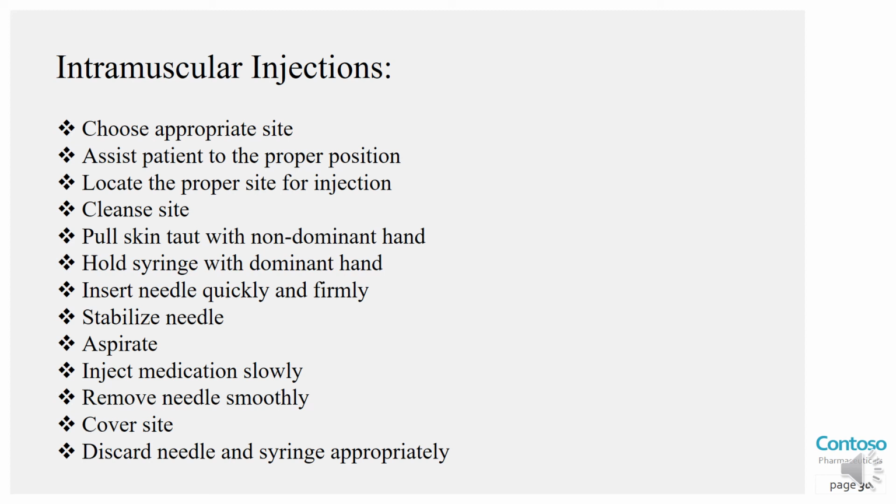Next, with your non-dominant hand, you will pull the skin taut. Grasp the syringe with your dominant hand as if holding a dart and position the needle at a 90-degree angle to the skin. Warn the patient that they will feel a stick as you insert the needle. Insert the needle quickly and firmly into the muscle and grasp the lower end of the syringe with your non-dominant hand while still holding the skin back to stabilize the syringe. With the dominant hand, pull back on the plunger for 5 to 10 seconds to check for blood return.